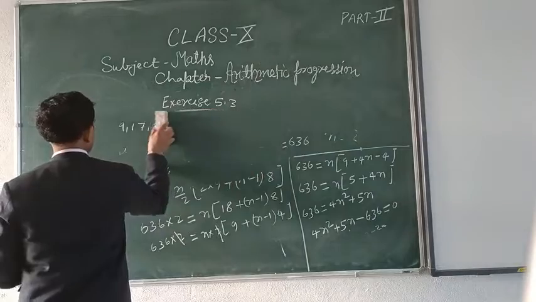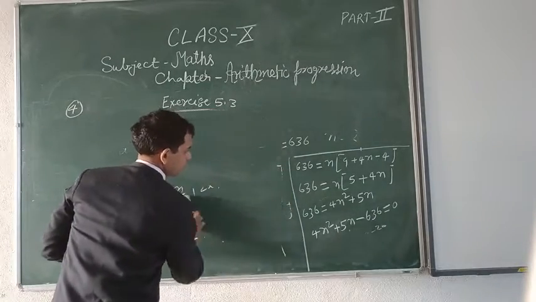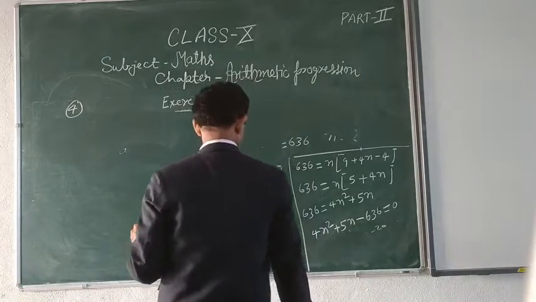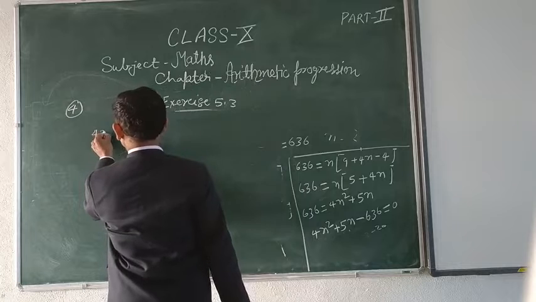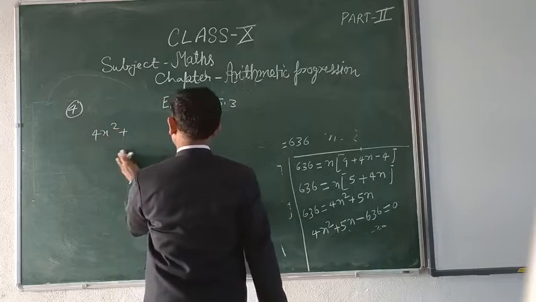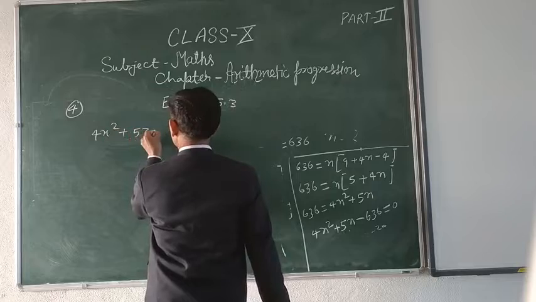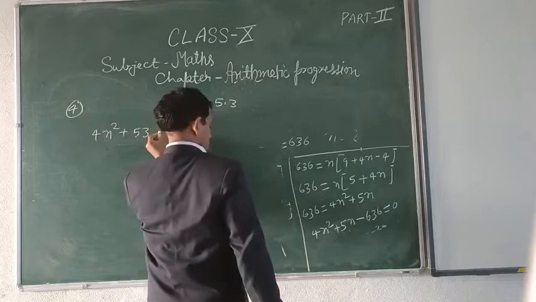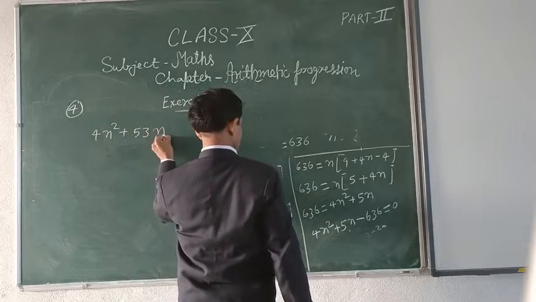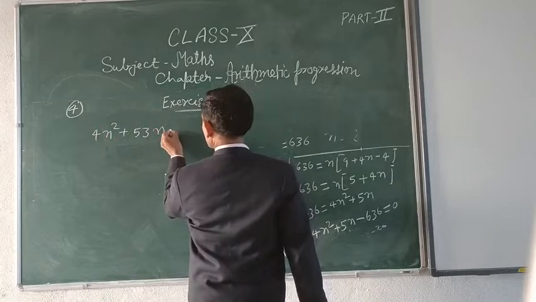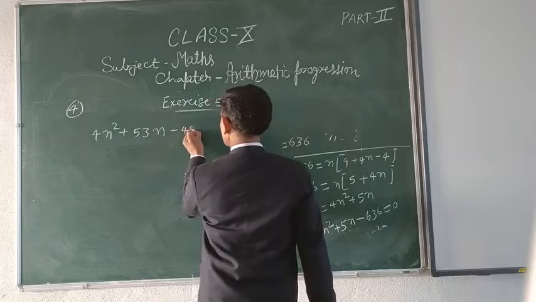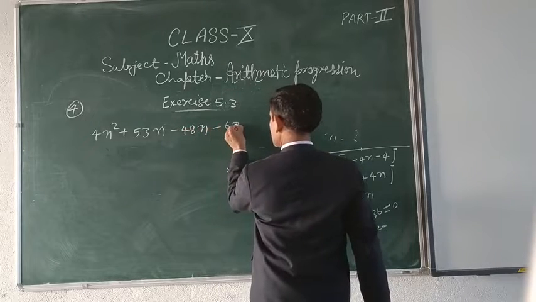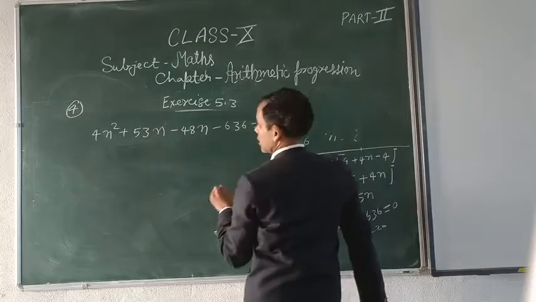After splitting the middle term, we can write 53 into 48. This gives 5. So we can write 4n square, in place of 5 we can write 53 here, n not x, and minus 48, and minus 636 equal to 0.